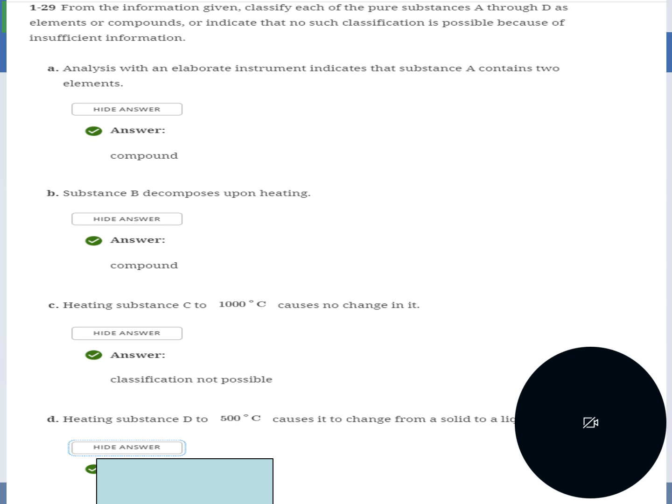C. Heating substance C to 100 degrees causes no change in it. Classification here is not possible. There's just not enough information available. And D. Heating substance D to 500 degrees causes it to change from a solid to a liquid. And again, not enough information is really available to make any type of distinction between any of those substances.